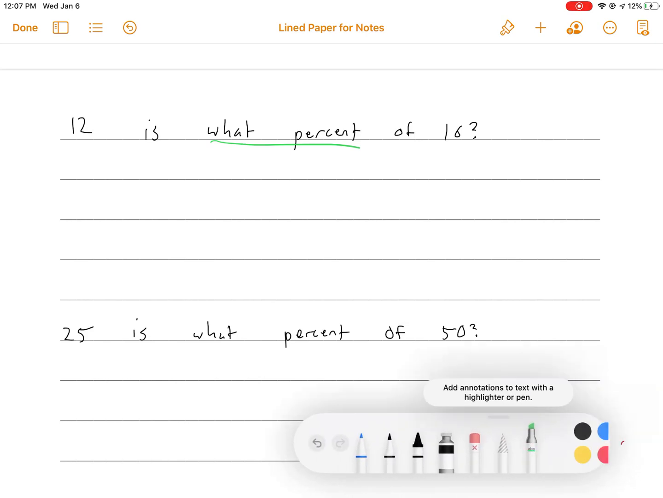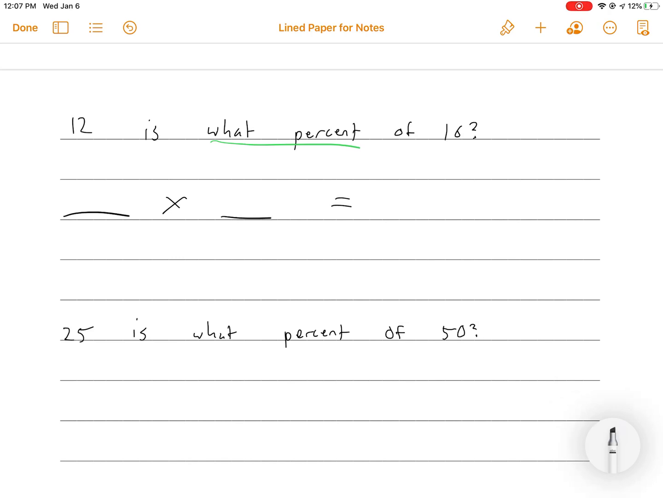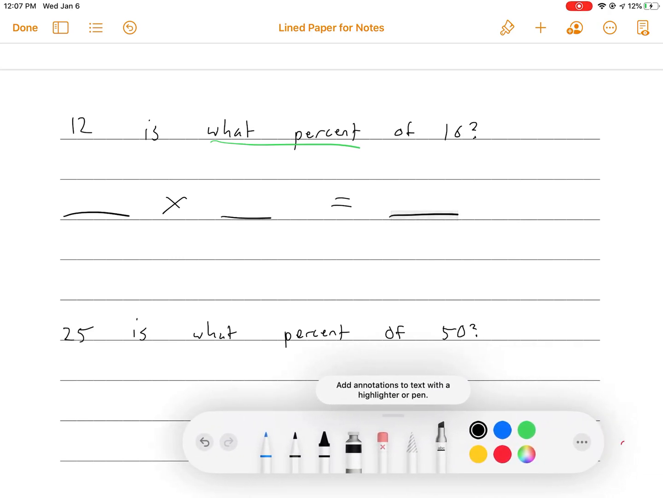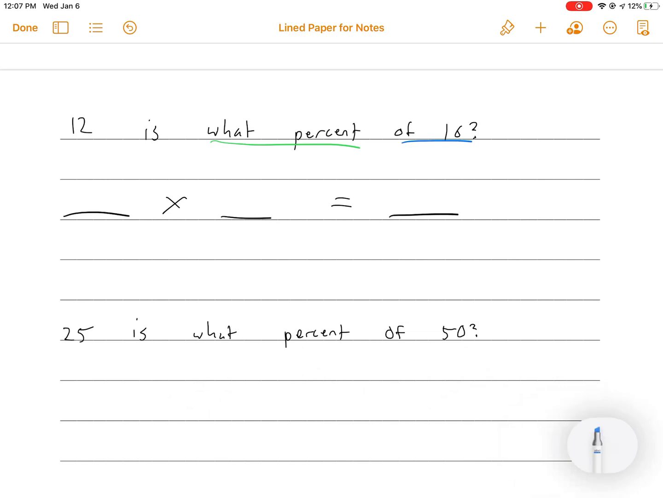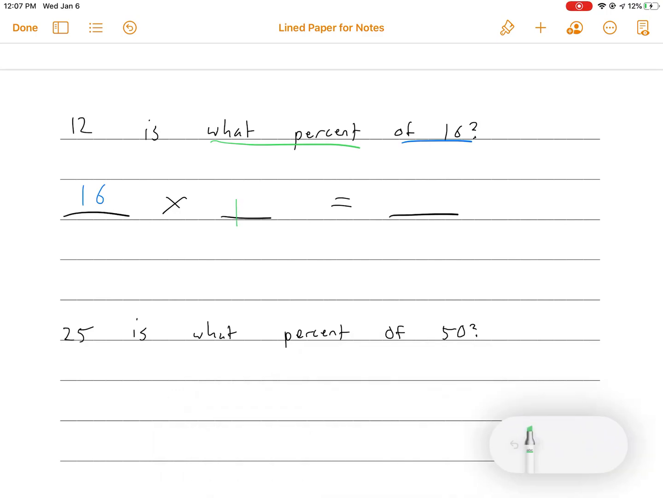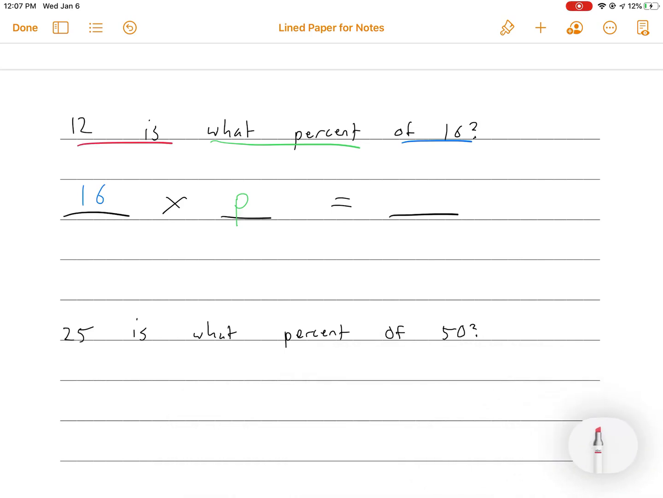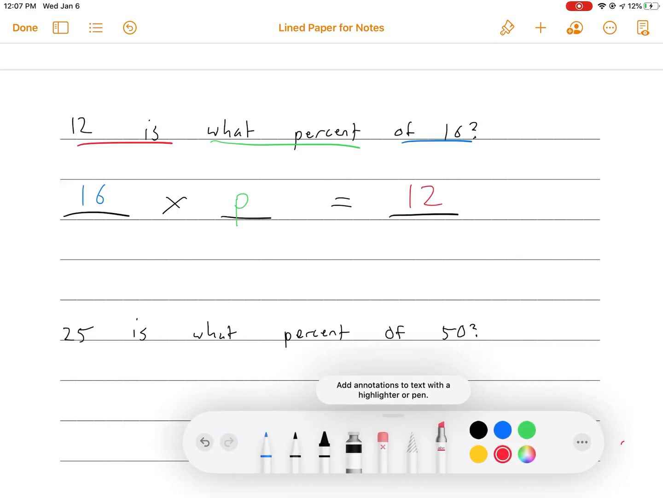Now we have: 12 is what percent of 16? So if I write out my equation frame, and if I remember OD, my of number, I still know that's 16. But now my percent number is what I don't know. So I will go ahead and call that P. And then my is number was 12. So 16 times some decimal is 12.